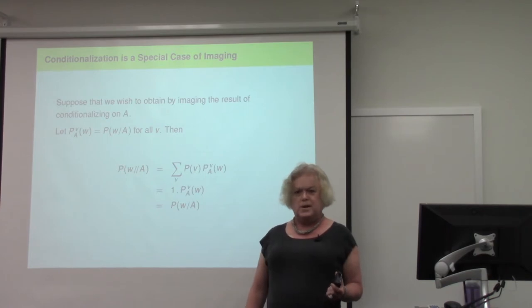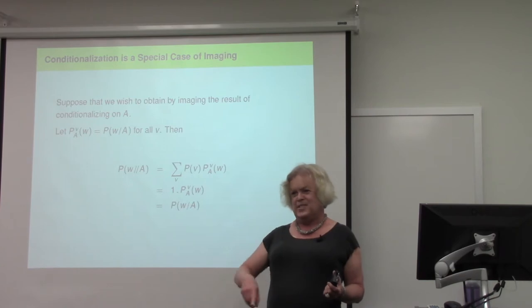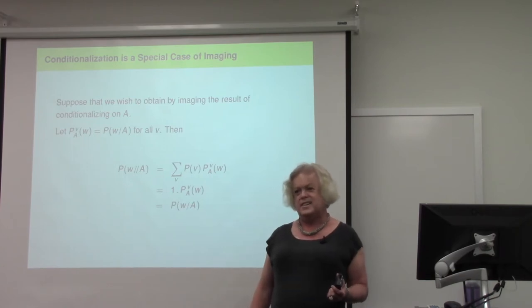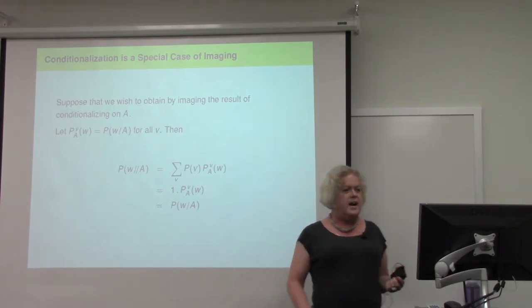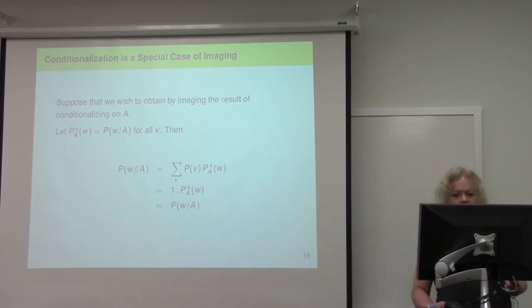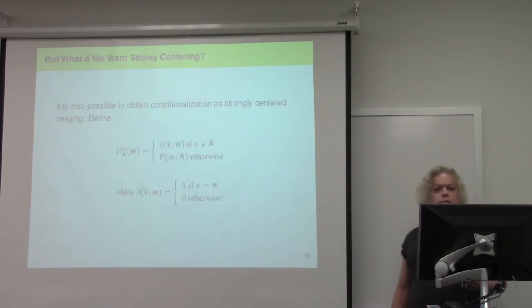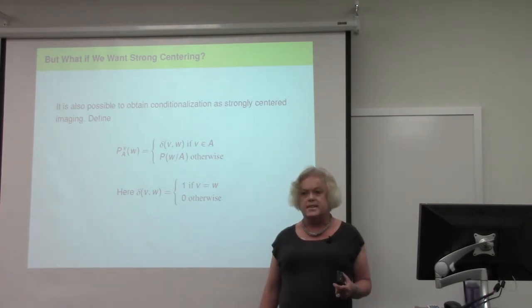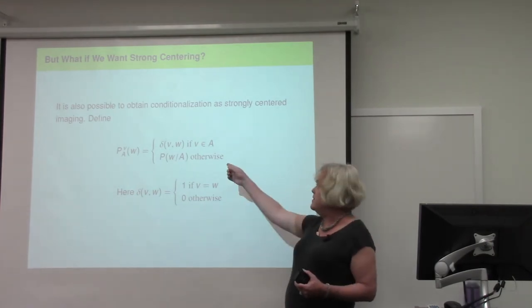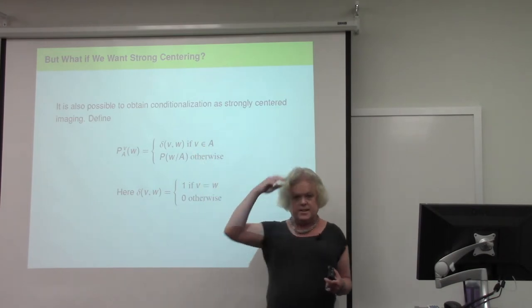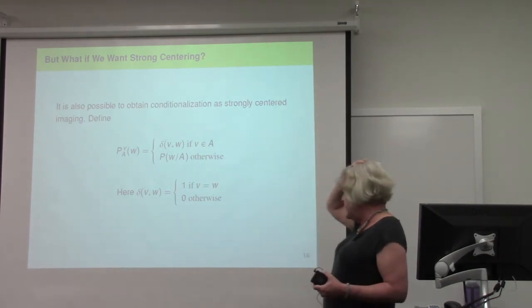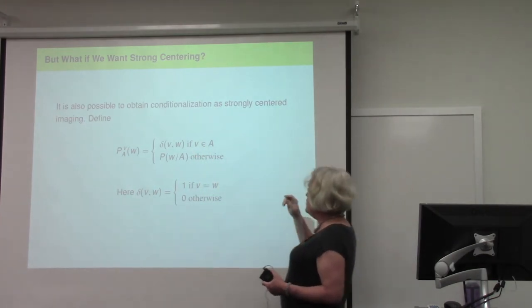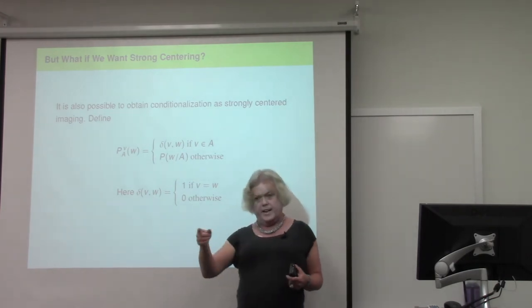No A world could be closer to an A world than that A world is to itself, according to this centering axiom. So if we want to hold on to strong centering here, we can still obtain conditionalization as strongly centered imaging by using this kind of definition, which is disjunctive, right? It does different things depending upon whether V is already an element of A or not.